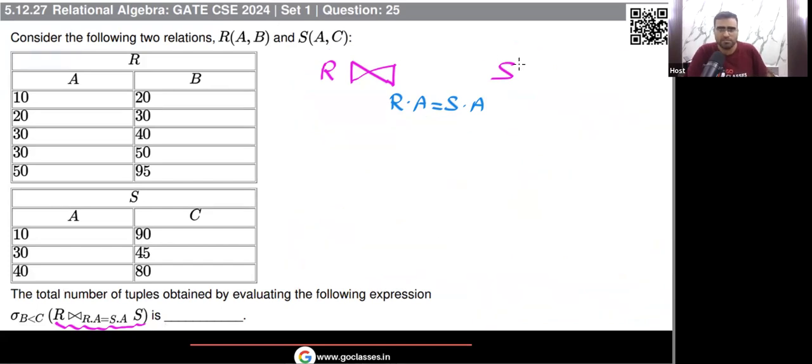Now let's see. So this is your conditional join. What will be the output schema? This internal expression, you can see this expression. This is our conditional join, or I can call it theta join. You can call it theta join, or you can call it conditional join.